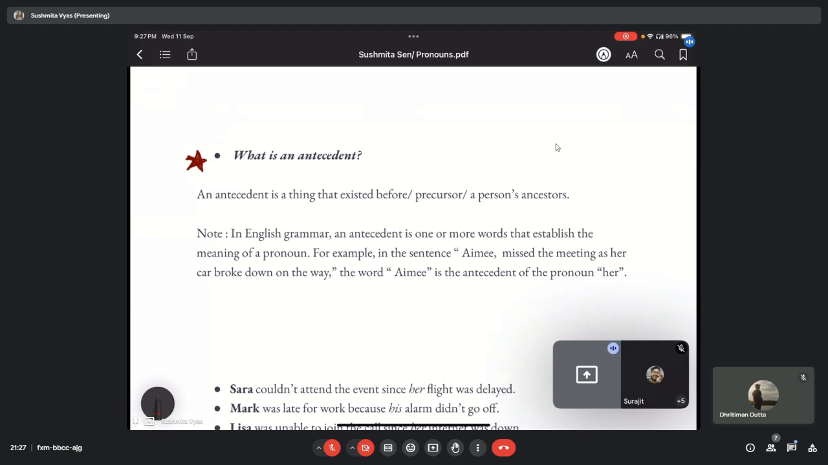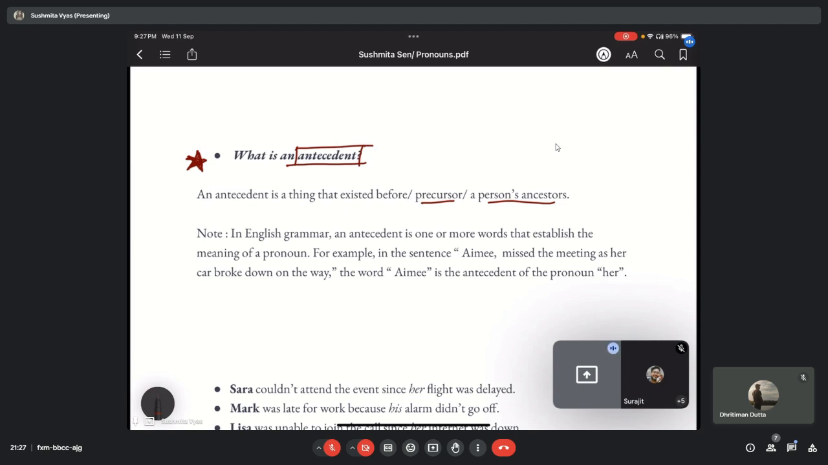Okay. So here this thing comes into question: antecedent. If you look at the common meaning of an antecedent, it means something that has existed before. It's a precursor. It can also mean someone's ancestor. Ancestors means पूर्वज. So what is an antecedent? In English grammar, an antecedent is one or more words that establish the meaning of a pronoun.